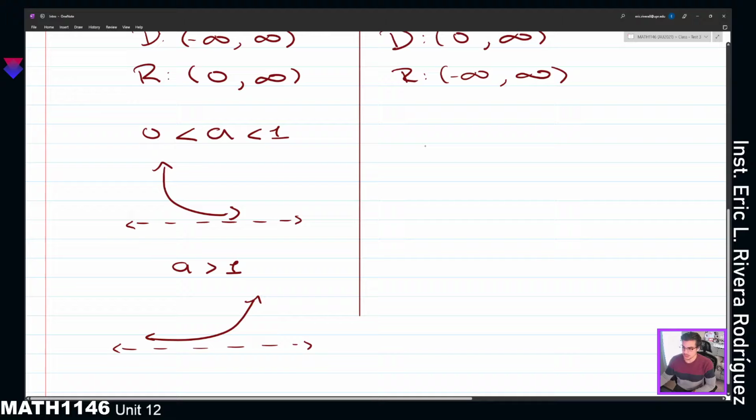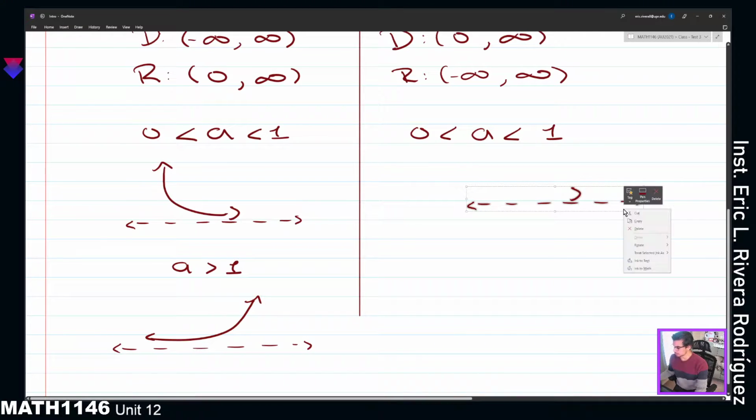Okay, but we can do the same for the logarithmic function, because the logarithmic function is just the inverse. I don't know why I can't do that. Can I flip this?